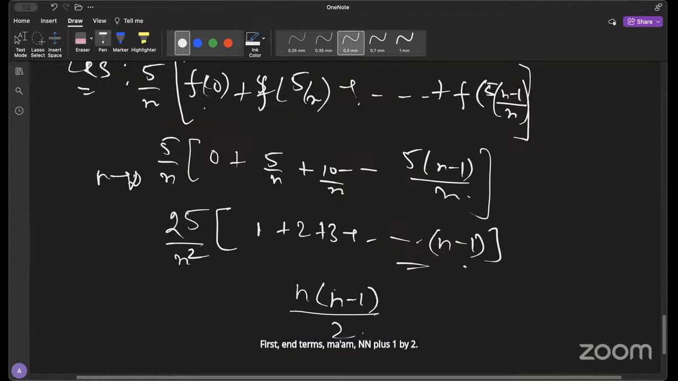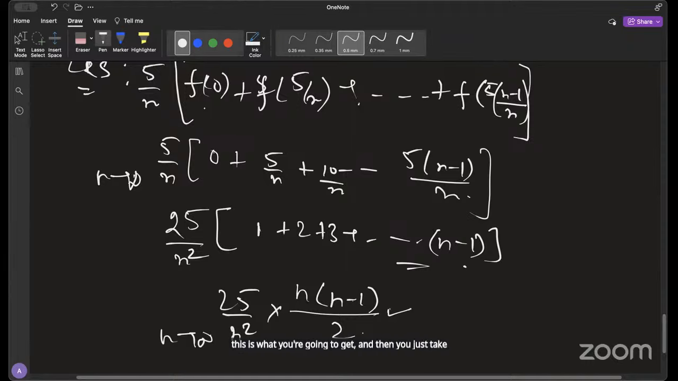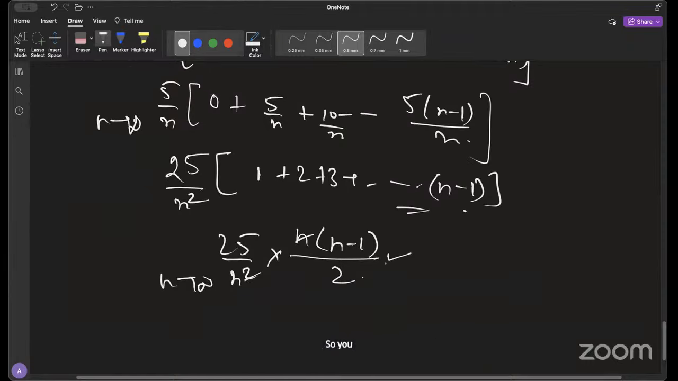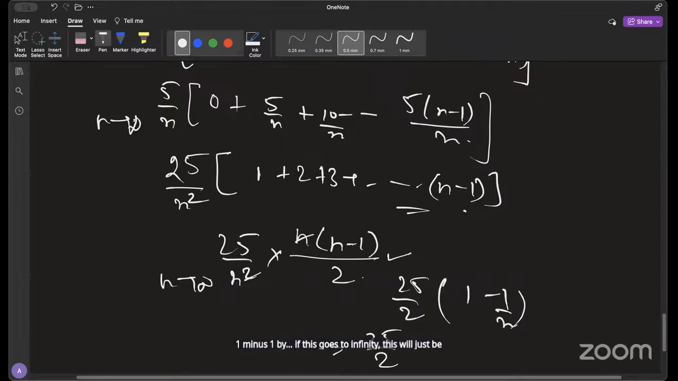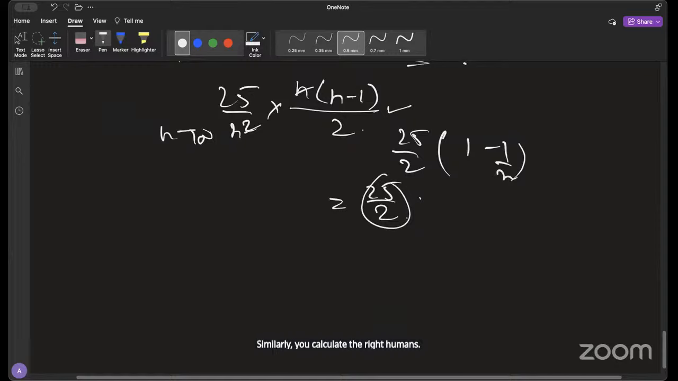Okay, so this is n minus 1 here, and so you're still going to get the same thing here. Doesn't matter. This is what you're going to get, and then you just take the limit of this. So you'll get this. And there you'll get 25 by 2, 1 minus 1 by n. So if n goes to infinity, this will just be 25 by 2. Similarly, you calculate the right Riemann sum. And if both of them turn out to be the same, yes.